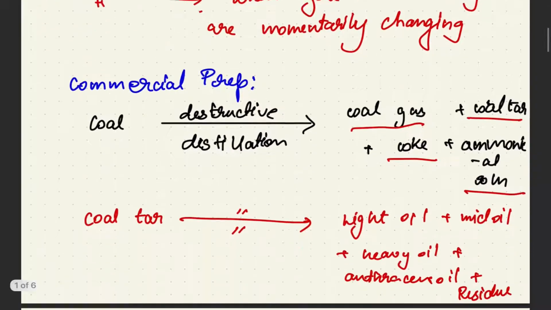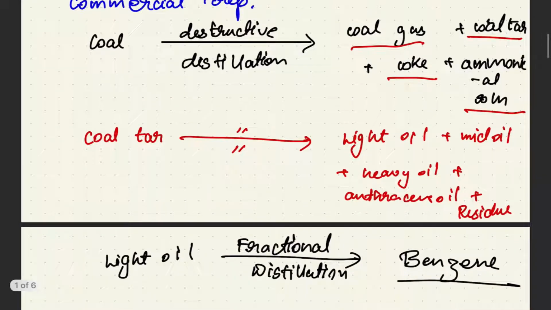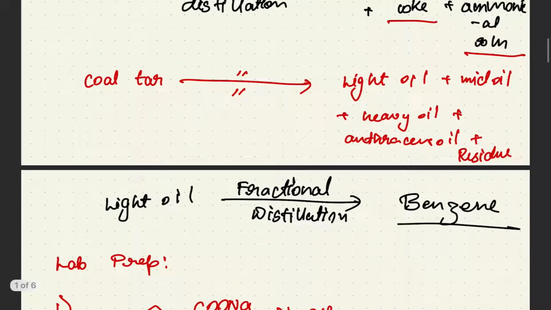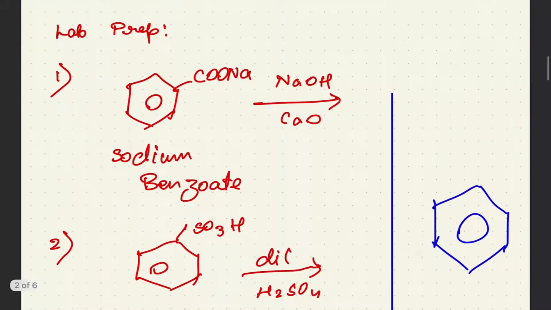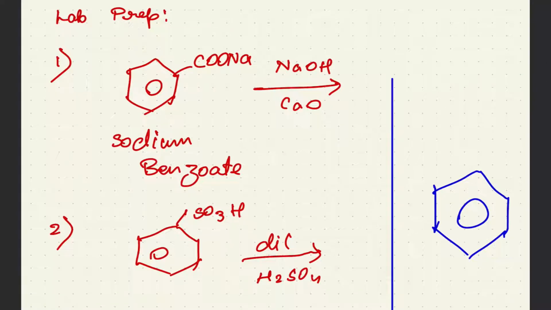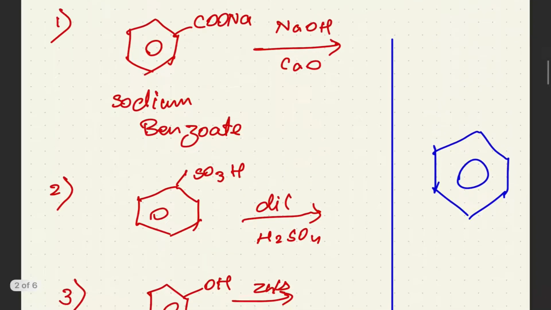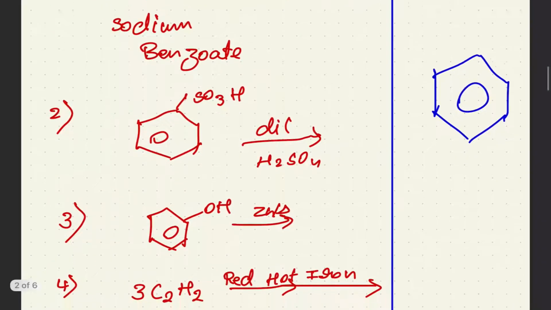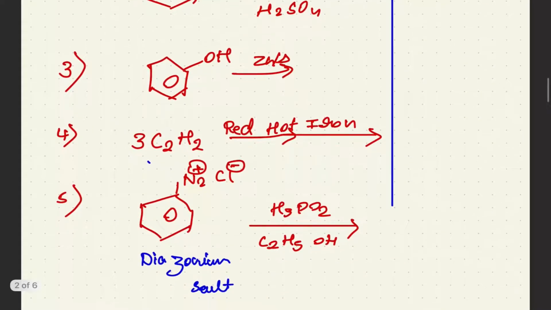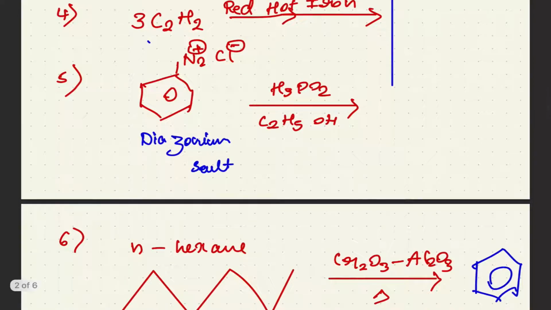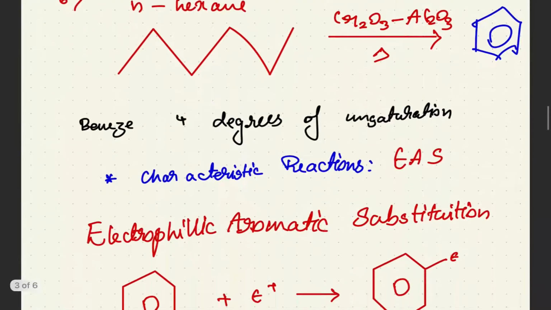resonating structures of benzene, and then commercial preparation, how coal is converted to coal gas, coal tar, and coal tar is converted to light oil. Light oil is then further converted to benzene. Then the laboratory preparations are one of the important points that we have learned, that is using sodium benzoate, and I'll be showing you the mechanism in the further course. And we have also seen how we prepare it using benzene sulfonic acid as well, and then even using phenol and diazonium salts and ethylene as well.